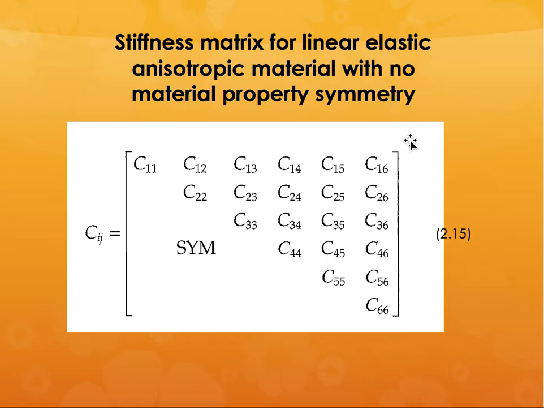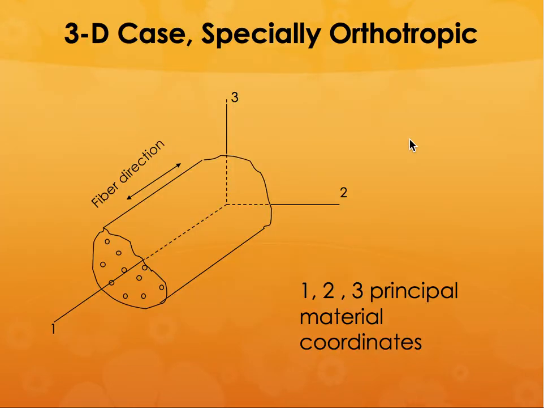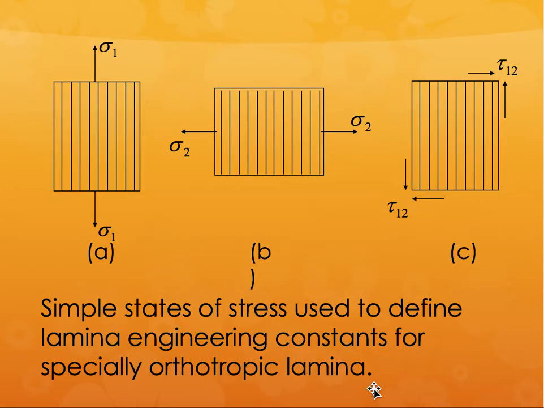Even with no material property symmetry. But if you have what is called a specially orthotropic material, where the fibers are all in one single direction, and 1, 2, 3 are the principal material coordinates, you can actually define the properties of this single lamina depending upon how the stresses are going to be applied.